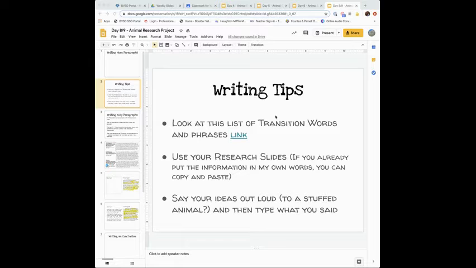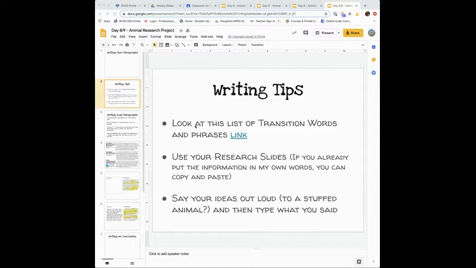I bet yesterday felt like a lot, but you know what? Your brain was growing. I think it feels so great to stretch yourself, and writing is something you're so good at. Today and tomorrow, we're going to finish our paragraphs. It's really going to be easy peasy because we're going to use these writing tips.